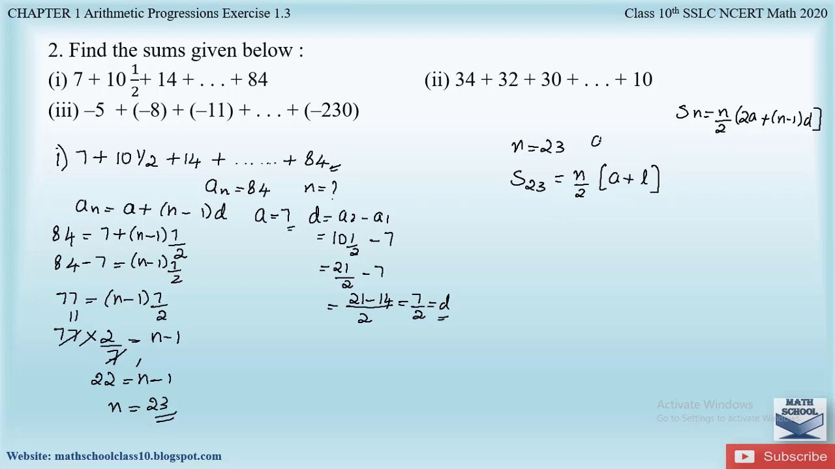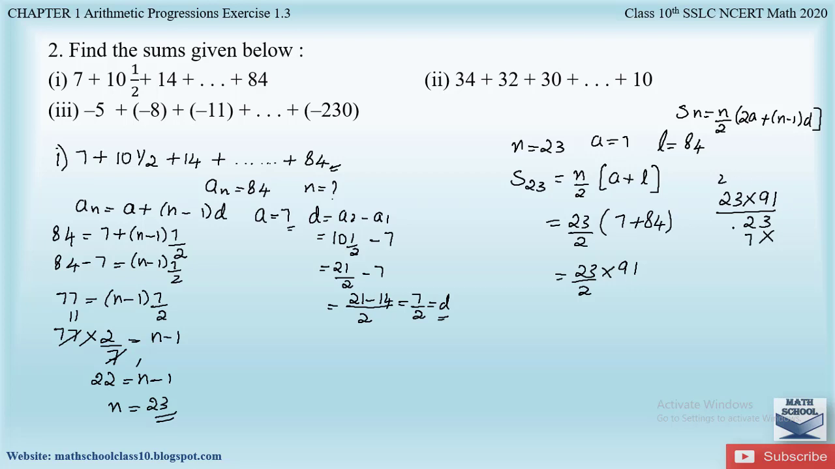We know the n value, the a value is 7, and l, the last term, is 84. So substituting, n is 23 divided by 2 into a, which is 7, plus l, which is 84. So what is 84 plus 7? 91. Let us multiply 23 into 91 first. 23 into 91: 1 3 is 3, 1 2 is 2, then 9 3s are 27, 9 2s are 18, so adding, 3 comes down, 7 plus 2 is 9, 0 and 2.